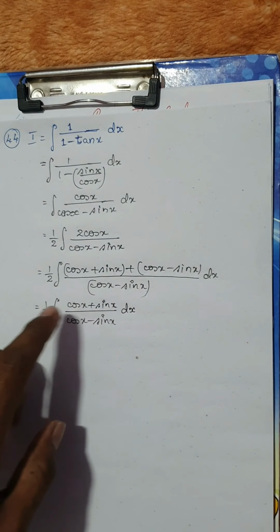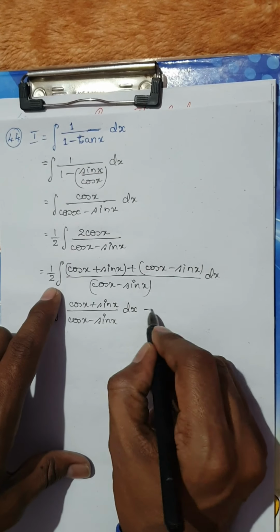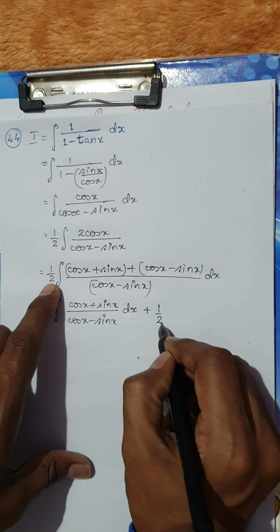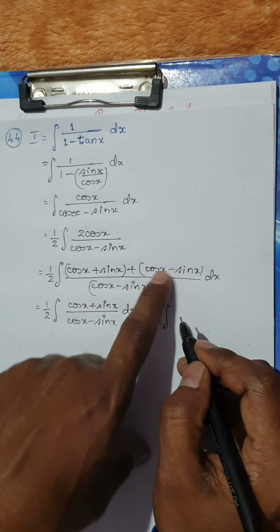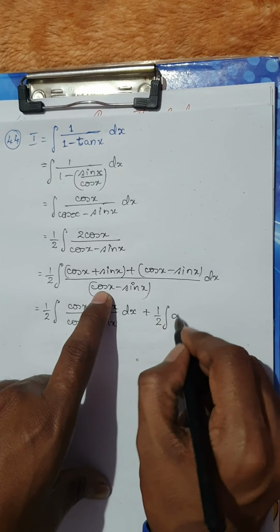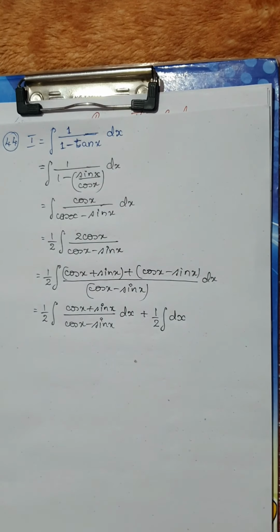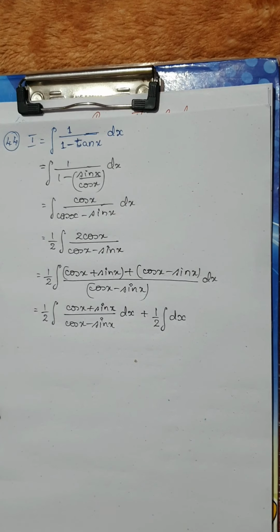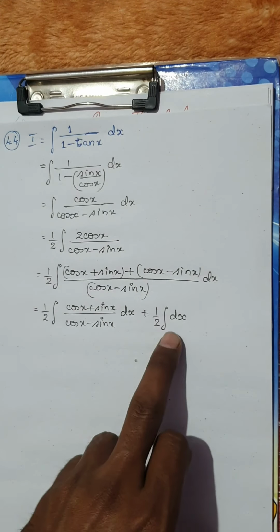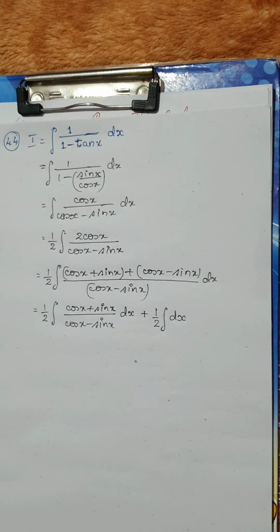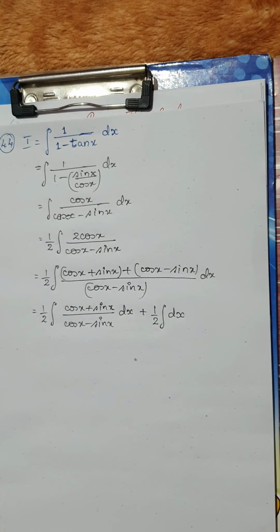Let me split it separately, right? Plus this half is again multiplied for this also, integral of cos x minus sin x by cos x minus sin x will cancel. I will just get an integral of half dx. Half is constant, it is just dx. Now I am going to take the substitution.